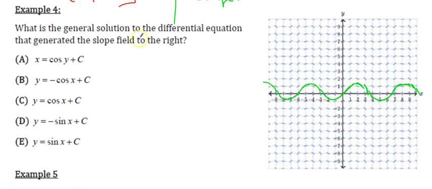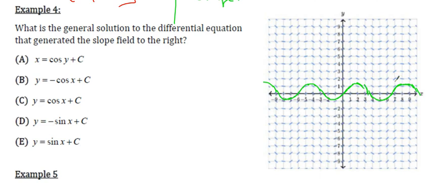What is the general solution to the differential equation that generated the slope field to the right? Now clearly you can see that this graph goes up and down, and you can see that this is a trig graph. Just follow the path and you can see that the graph goes up, then the slope is 0, then comes down, the slope is 0. So you are trying to find what graph it resembles.